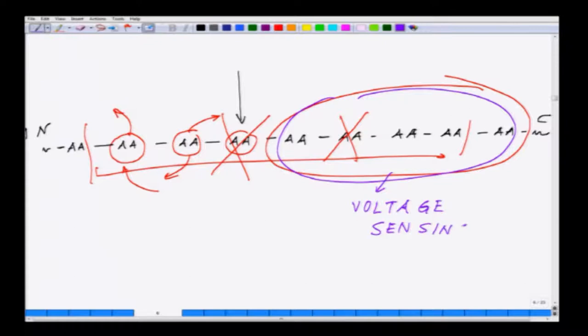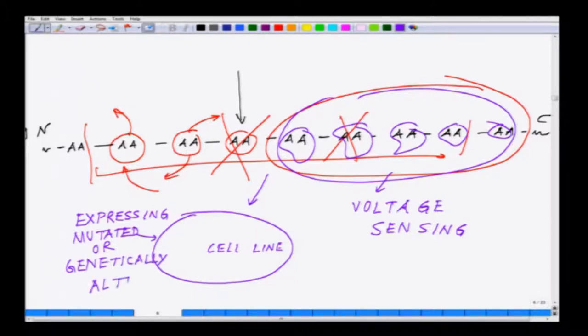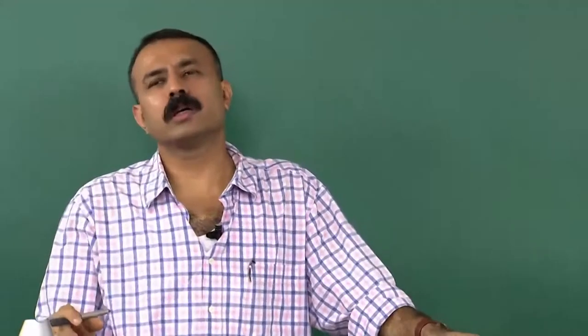So, what I do essentially is keep on replacing each one of them one at a time, and I express those mutated ion channels on some cell line. In the meantime, cell line technology became fairly straightforward with the development over the last 40 years, and the cloning and everything is fairly straightforward. So, now you have a cell line which has genetically altered ion channels.